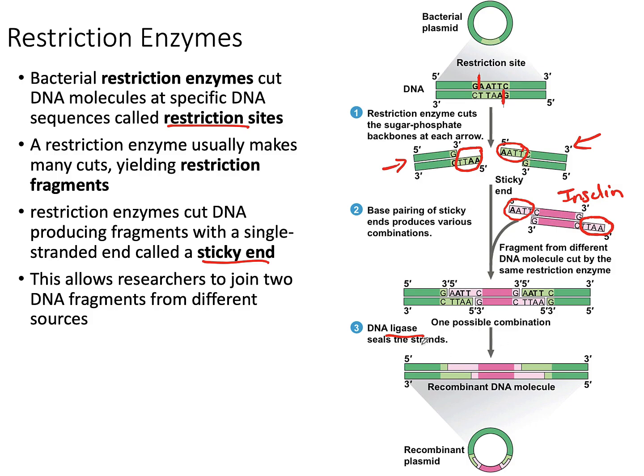And here we go. After the ligase, we have double-stranded DNA. It has been cut, and our target gene has been inserted. So this is called a recombinant DNA plasmid or DNA molecule. Recombined just means that it's got DNA from 2 different organisms.